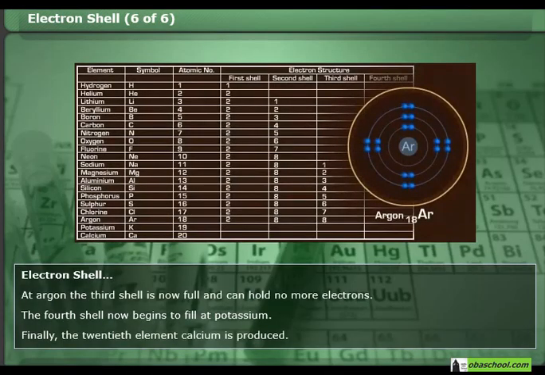At argon, the third shell is now full and can hold no more electrons. The fourth shell now begins to fill at potassium. Finally, the 20th element, calcium, is produced.